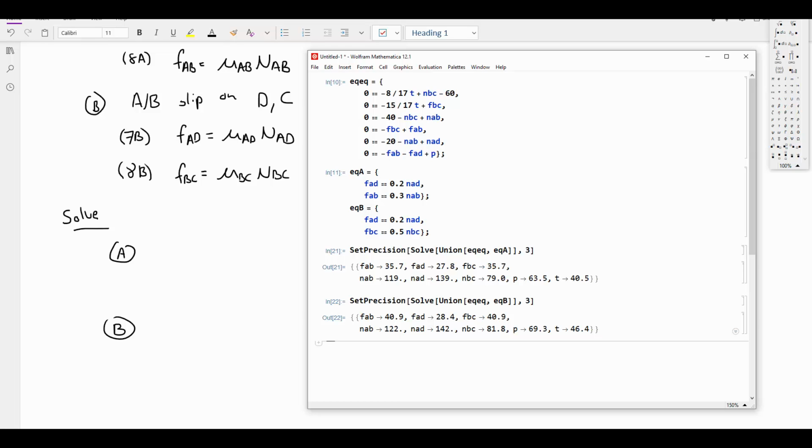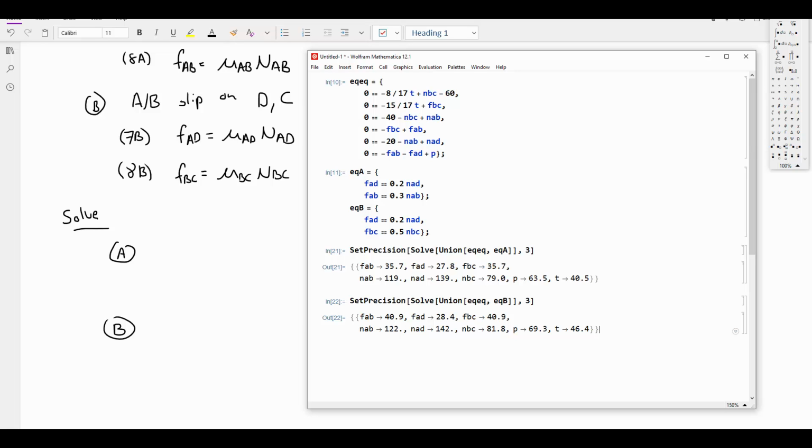So solving those 8 equations, 1 through 6, 7b, 8b, we get FAB, FAD, FBC are all positive, so that's a good sign. NAB, NAD, NBC are all positive, so that's also good. We get a larger value for P, and we get a larger tension. The tension doesn't matter too much. So there are different ways we can conclude what our answer is.